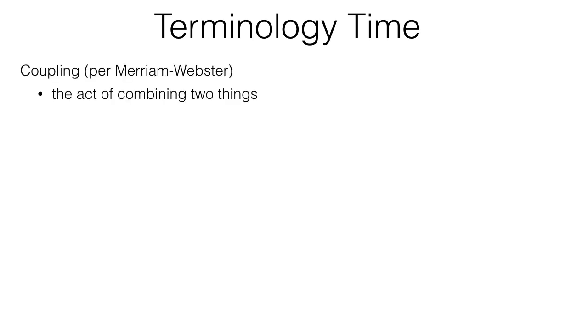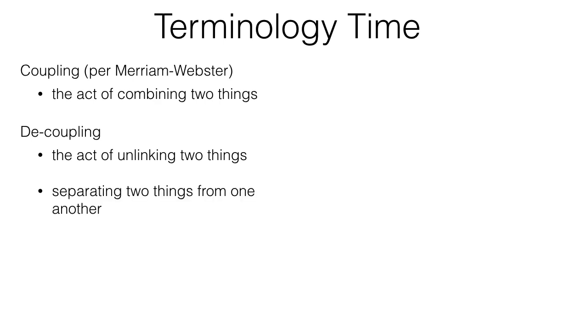Coupling. That's the act of combining two things. So therefore, decoupling, we can say, is the act of unlinking two things, separating two things from one another. And why is that? In software, you want to be able to swap out the implementation. Driving to the store is an implementation. I don't need that every single time I am hungry.